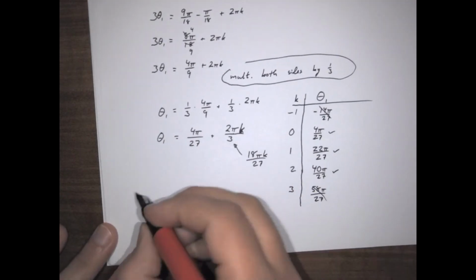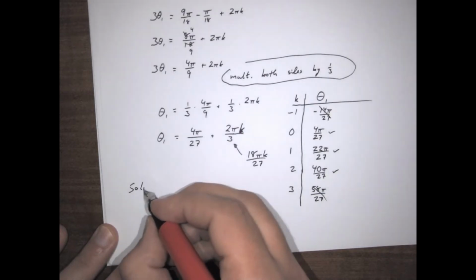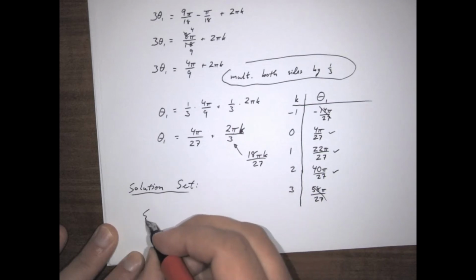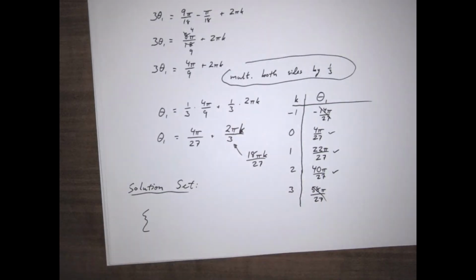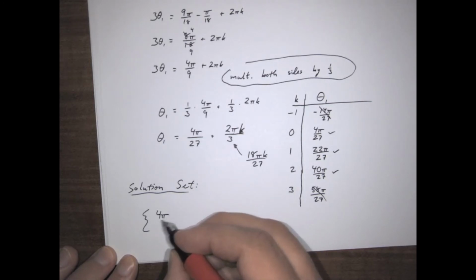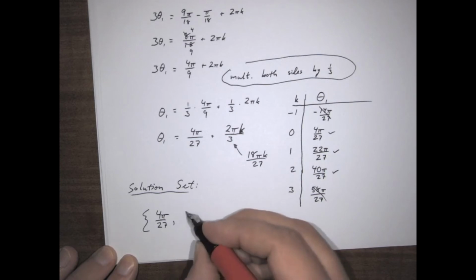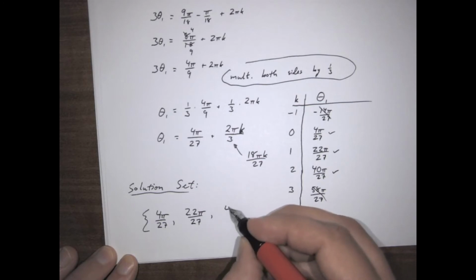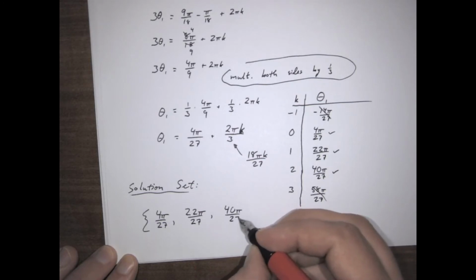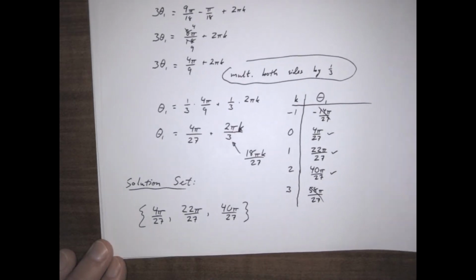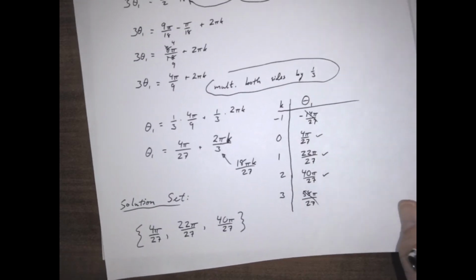All right. So the hard part about this was not actually any of the trigonometry. It was actually just the arithmetic of fractions. But the solution set here, again, for all of these problems, we were focusing on the range of values that were solutions between 0 and 2 pi. It's going to be 4 pi over 27, 22 pi over 27, 40 pi over 27. So that's the added little extra wrinkle there.